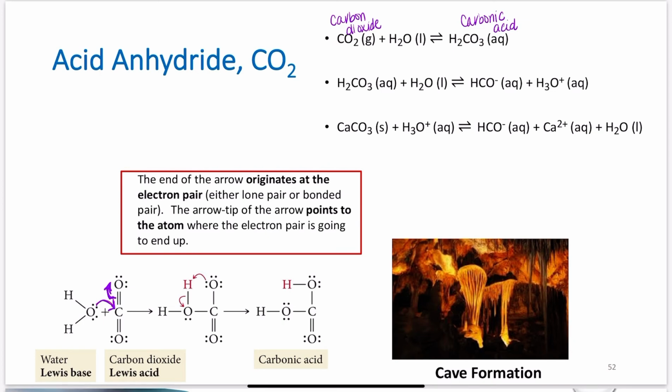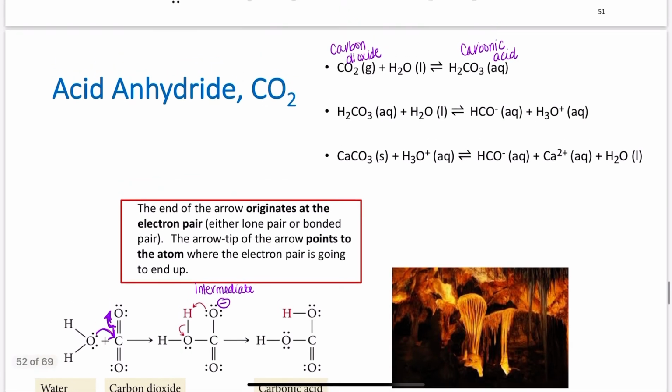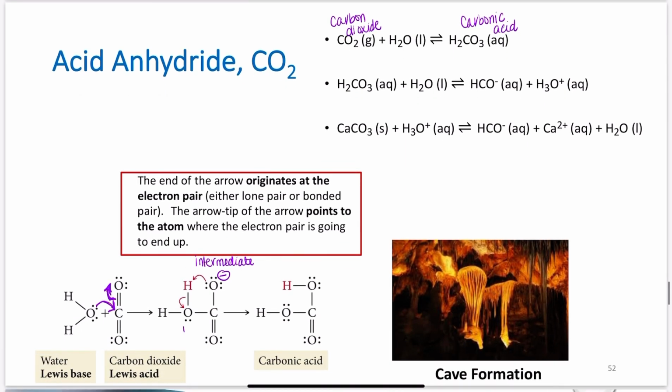We have this intermediate where this oxygen atom now has a -1 formal charge, and the oxygen in our water molecule has a +1 formal charge, because right now it has 3 bonds and 1 lone pair. This lone pair from the oxygen that has a -1 charge is going to grab one of those hydrogens from the water. The electrons that are bonding that hydrogen to the oxygen are going to be left behind on the oxygen originally from the water, and we form carbonic acid.